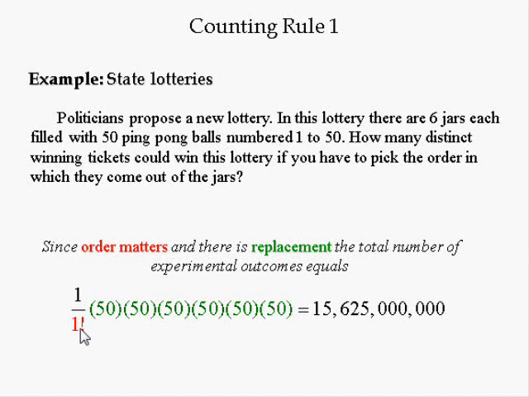Well, what this is basically saying is there is only 1 ticket that wins in the lottery. If your lottery numbers are, say, for example, 1, 2, 3, 4, 5, and 6, well, the first ping pong ball has to come out 1. The second ping pong ball has to come out 2. The third has to come out 3. The fourth has to come out 4. The fifth has to come out 5. And the sixth ping pong ball has to come out number 6.